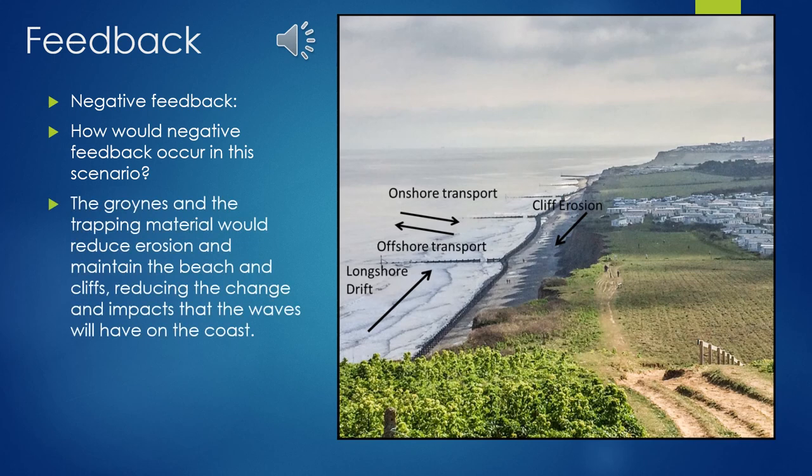Feedback. Here we have an example of negative feedback. Have a look at the image and think, how would negative feedback be happening here? Remember, negative feedback is where it gets back to normal. The groins have been put in at the bottom of the cliff to trap material and reduce the rate of erosion on the cliffs, which will keep the cliffs the way they are for now. We've put in the groins to reduce the amount of longshore drift. Remember, not stop longshore drift, reduce it, therefore reduce cliff erosion. So we're reducing all the processes, keeping the landscape as it is, so it's negative feedback because we're not amplifying the changes, we're reducing the changes and keeping things the way they are.